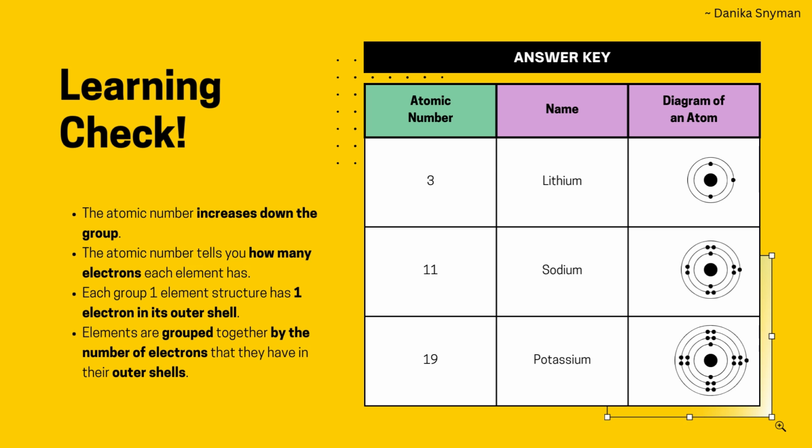Okay, and then you have to notice all three elements have one electron on the outside. As we move down the groups, the number of shells increases. That's why they're all in group 1. So if you haven't noticed yet, all of them are in group 1.